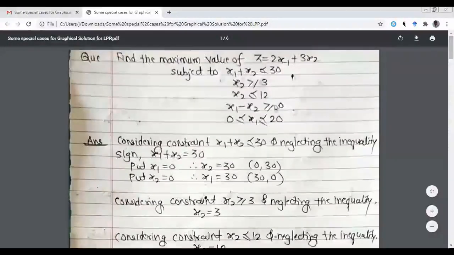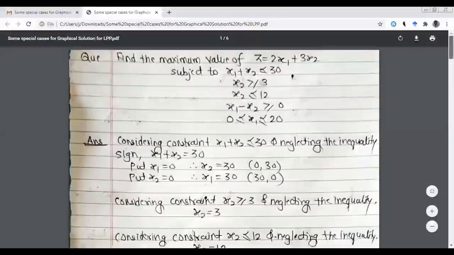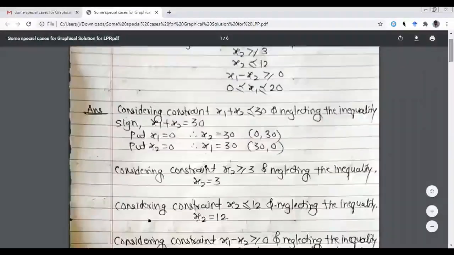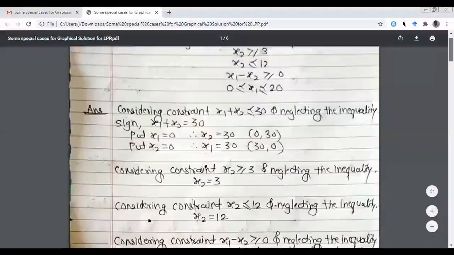Here there was a printing mistake in this problem. The sign here is greater than or equal to. In the numerical that I have given you, the less than or equal to sign is to be taken, that was given, right? The fourth constraint is the same, that is 0 is less than or equal to x1 less than or equal to 20, right? So these were the constraints, and the problem appears to be very straightforward.